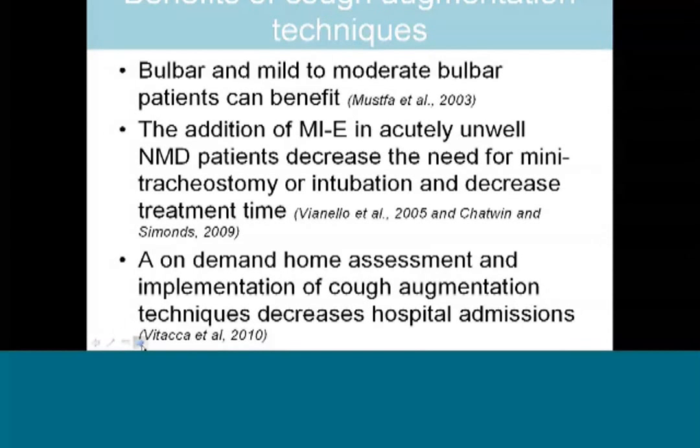We and other groups have shown that if patients with neuromuscular disease are acutely unwell, treatment time in order to clear their secretions is decreased with the addition of mechanical insufflation exsufflation. And also there is less treatment failure, and treatment failure is whether a tracheostomy needed to be inserted or whether patients were intubated and ventilated transiently to get them over that episode. Next slide, please.